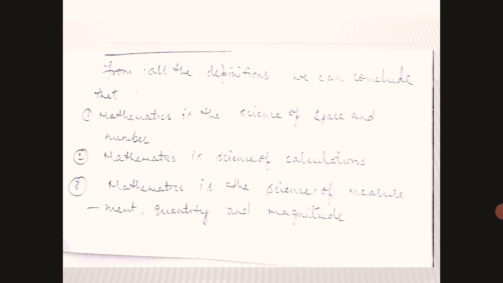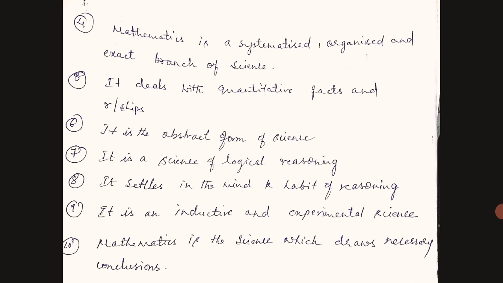Mathematics is a science of measurement, quantity and magnitude. Yes, measuring all the things, counting the numbers, measuring space, objects; it is nothing but the science of measurement. Measurement means counting the numbers, counting the objects and measuring the objects, the things, and space. All those things come here. So earlier it was said that mathematics is a science of measurement and quantity, and mathematics is a systematized, organized and exact branch of science.